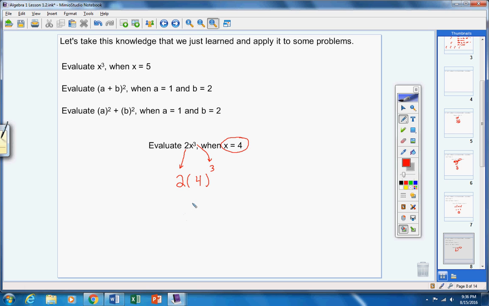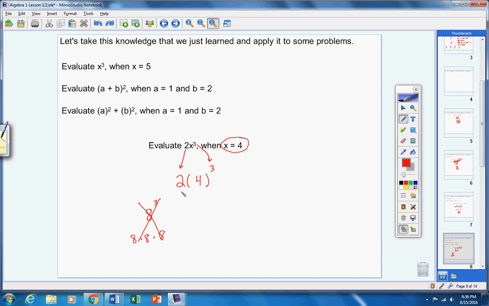Now, this is one of the biggest mistakes that Algebra 1, Algebra 2, and sometimes even pre-calculus students make. They first multiply the 2 times the 4. They have an 8. And then they take 8 to the third power. 8 times 8 times 8, which would be what? 8 times 8 is 64, and 64 times 8 is 512. And that's wrong. Students, that's wrong. You must first do your powers, your exponents, okay?